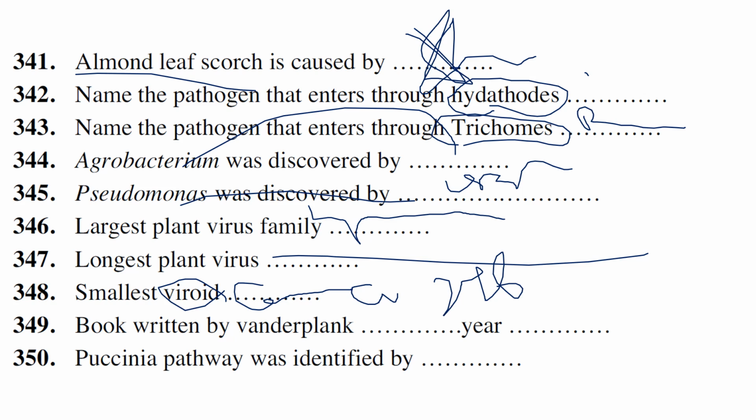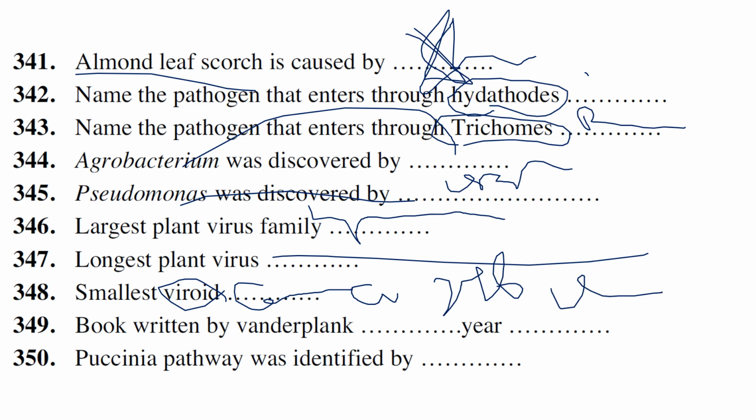Actually, Van der Plank wrote so many books, like Plant Disease Epidemics and Their Control in 1963, and other books also, right? Principles of Fungicidal Infection, Host-Pathogen Interaction, like that. He wrote 5 important books, but among those there is one book that is very famous, that is Plant Disease Epidemics and Control, which was published in 1963.